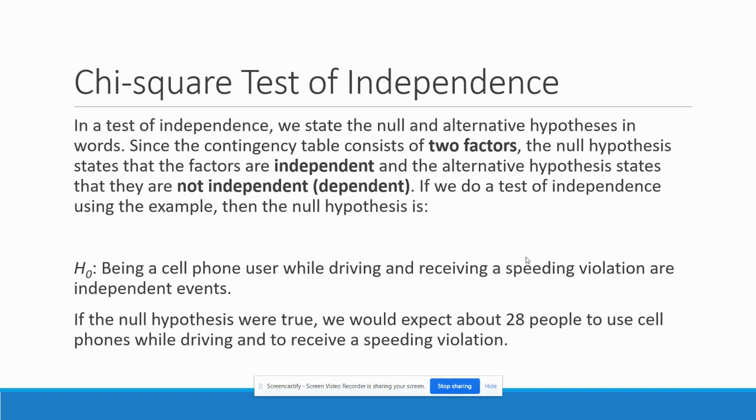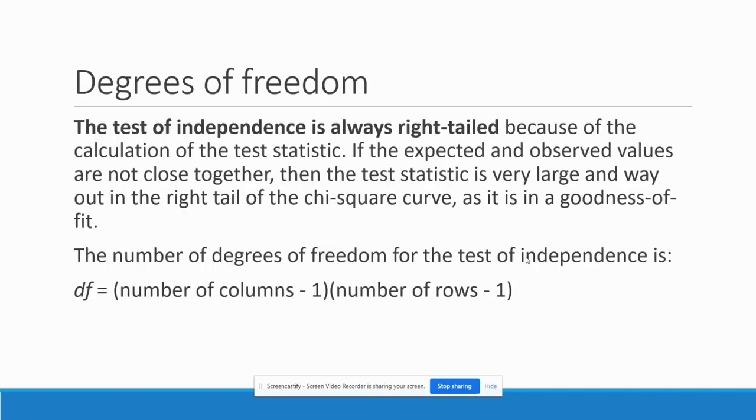If we do a test of independence using the example, this is what the hypothesis says. The null hypothesis is that being a cell phone user while driving and receiving a speeding violation are independent events. If the null hypothesis was true, we would expect about 28 people to use their cell phone while driving and receive a speeding ticket. Right. The test for independence is always right-tailed because of the calculation of the test statistic. If the expected and the observed values are not close together, then the test statistic is going to get really large, and it's going to be way out in the right tail of the chi-squared curve. That's the same as it was in the goodness of fit test.